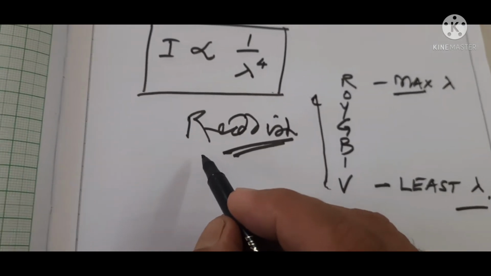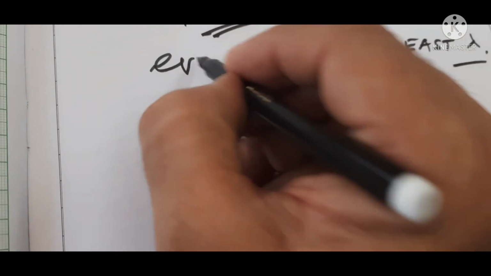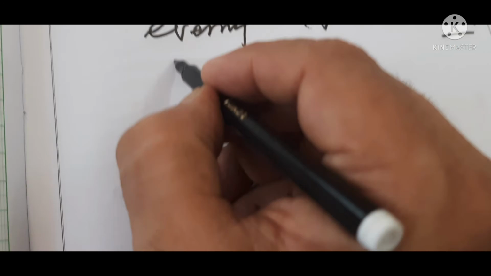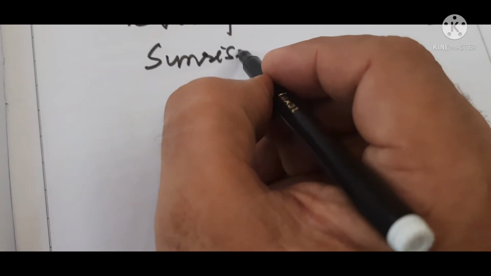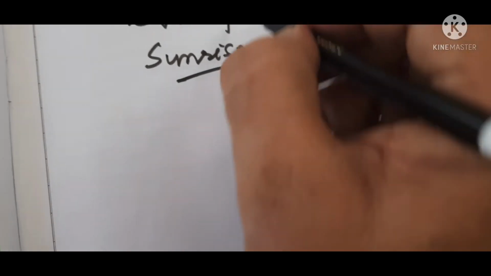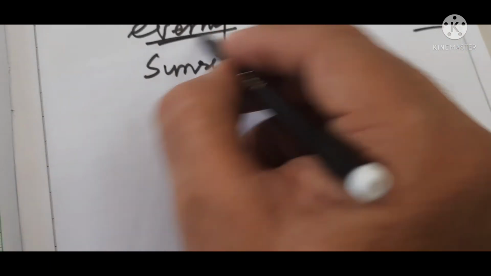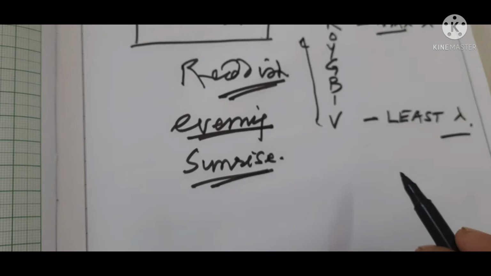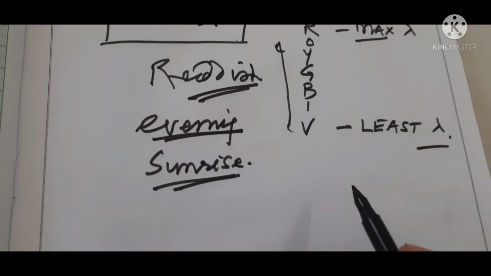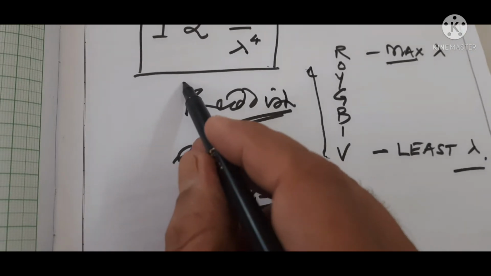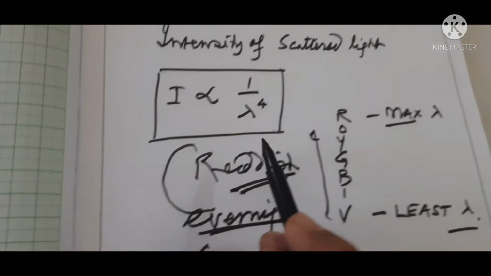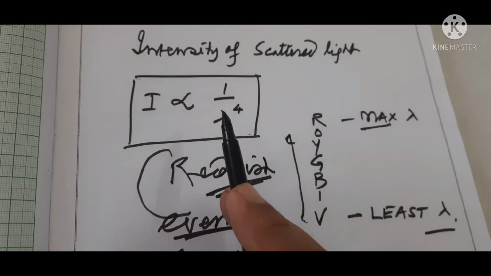Red hue is there in case of evening and the sunrise time, sunset and sunrise. Evening means sunset and sunrise means morning, early morning, dawn. So why is the reddish there? Because of this reason. And we are talking about the scattering.